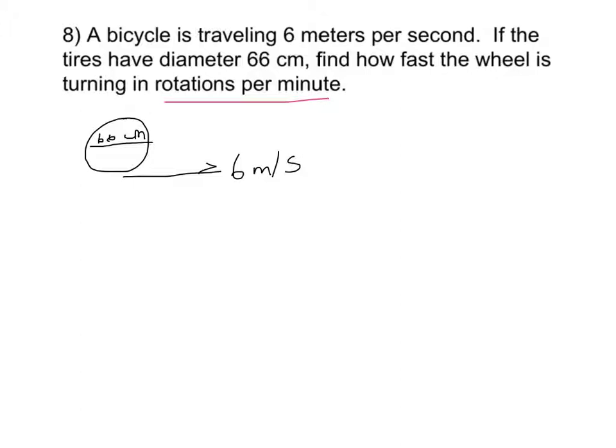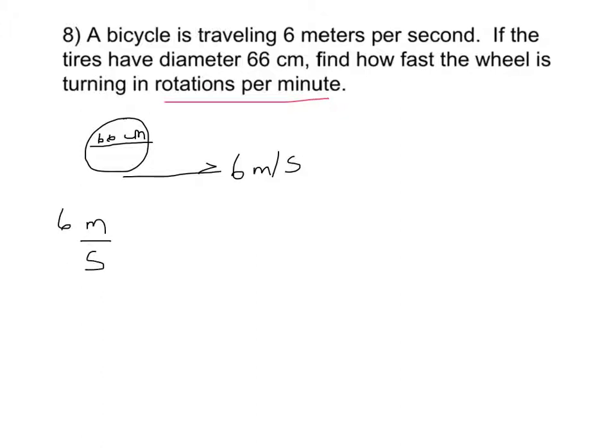Essentially what we're doing is we're switching from the linear velocity of 6 meters per second to the angular velocity in rotations per minute. And while we can play around with formulas, it becomes a lot to memorize and a lot to play around with, we can deal with this problem just by thinking of it as a unit conversion and do some dimensional analysis to do the changeover.